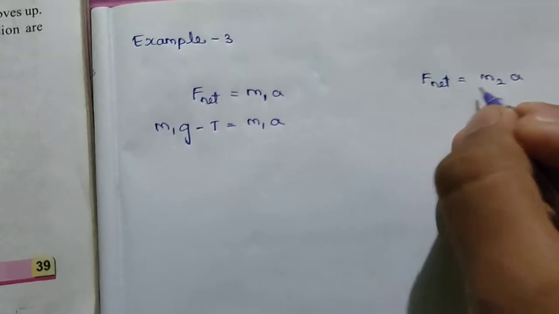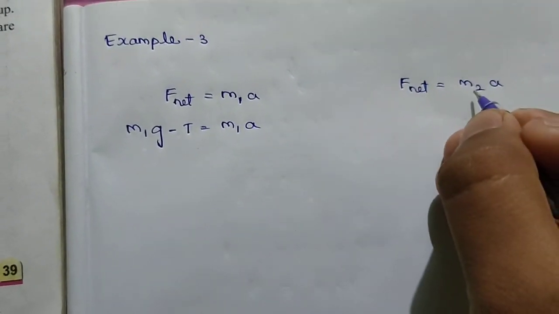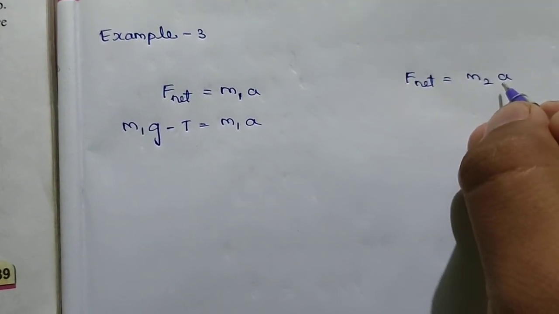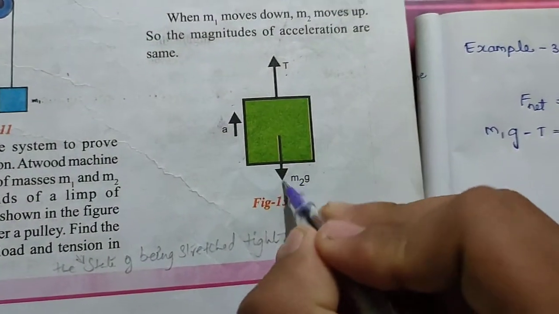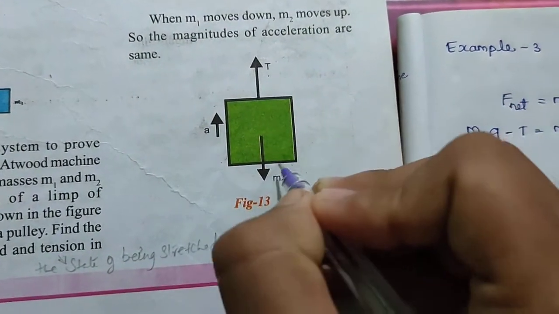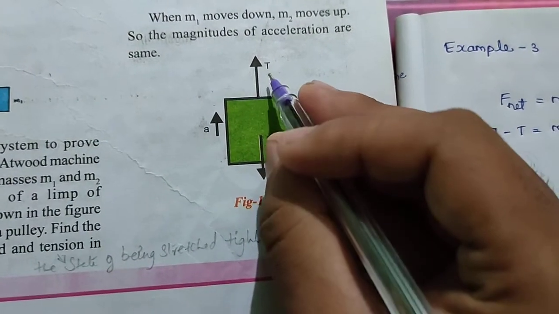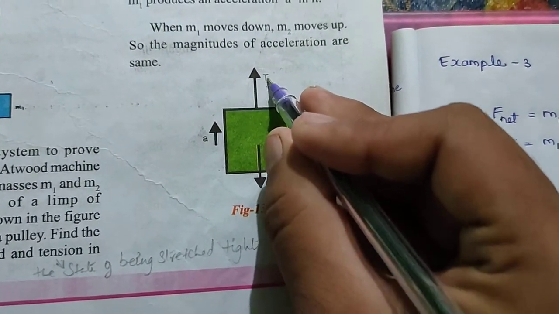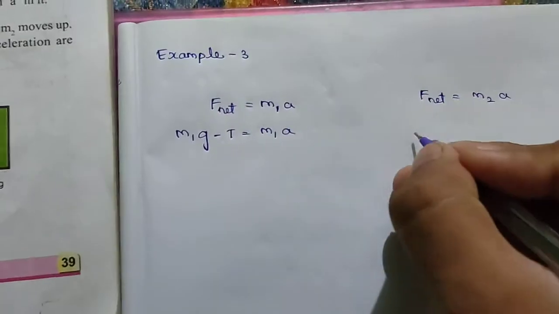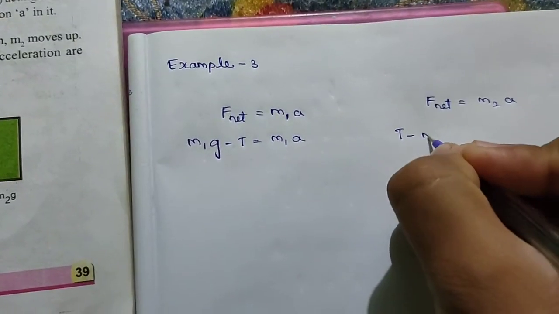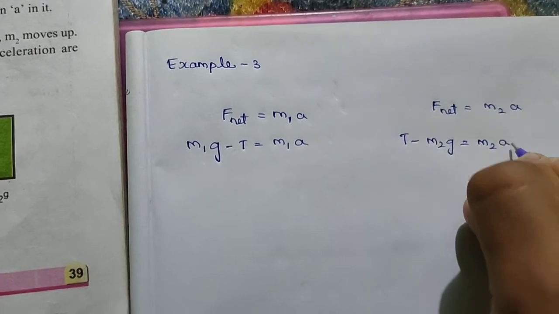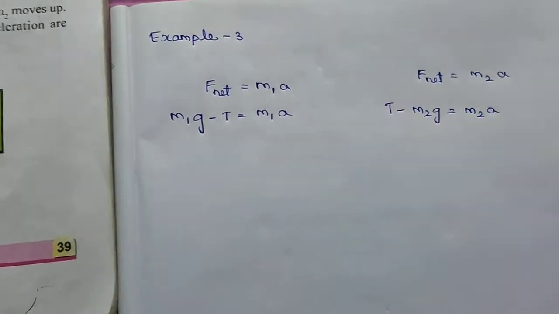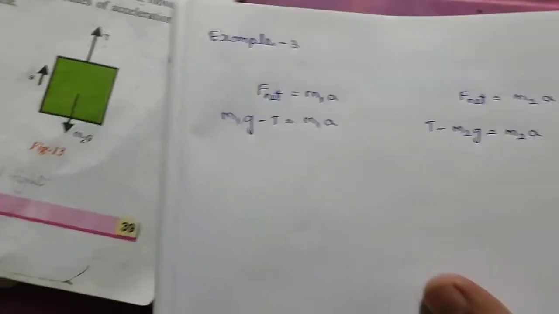See, F net, we know that F equals m2 a is the formula, but what is net force? Net force is nothing but the weight and the tension. So tension is greater, so tension minus weight, T minus m2g is equal to m2a. So these are my two equations.